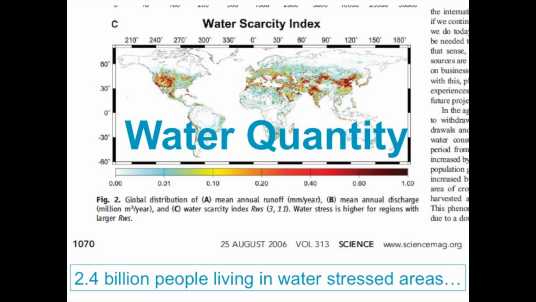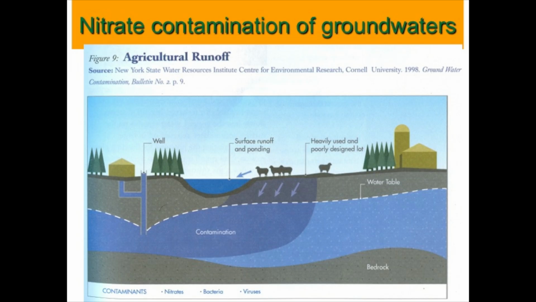And we have issues with fresh water. This is the water scarcity index. A little bit over 2 billion people are living in areas of water shortages. So there's not enough in certain parts of the world. The quantity of water is certainly an issue, and by water, I'm talking now about the fresh water resources that we drink.